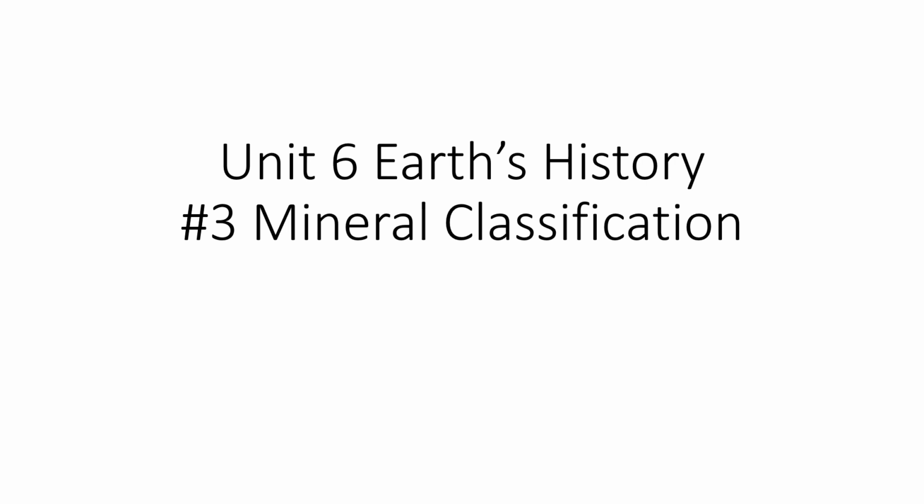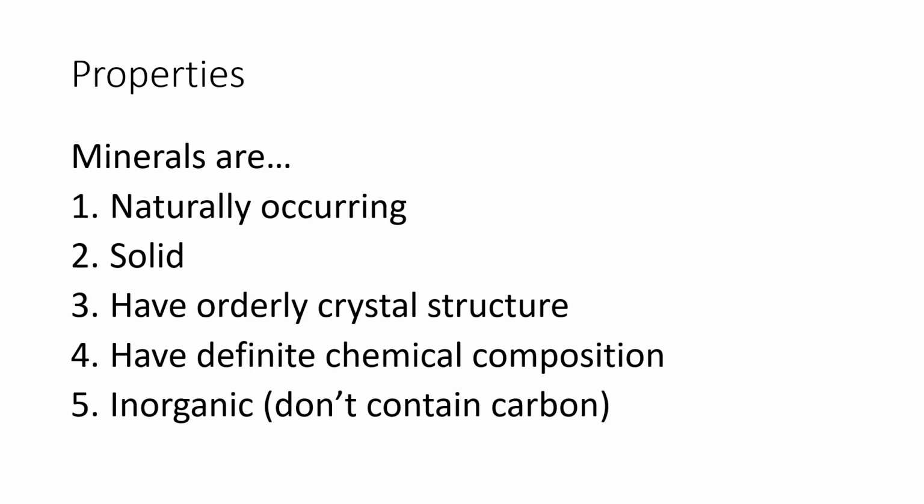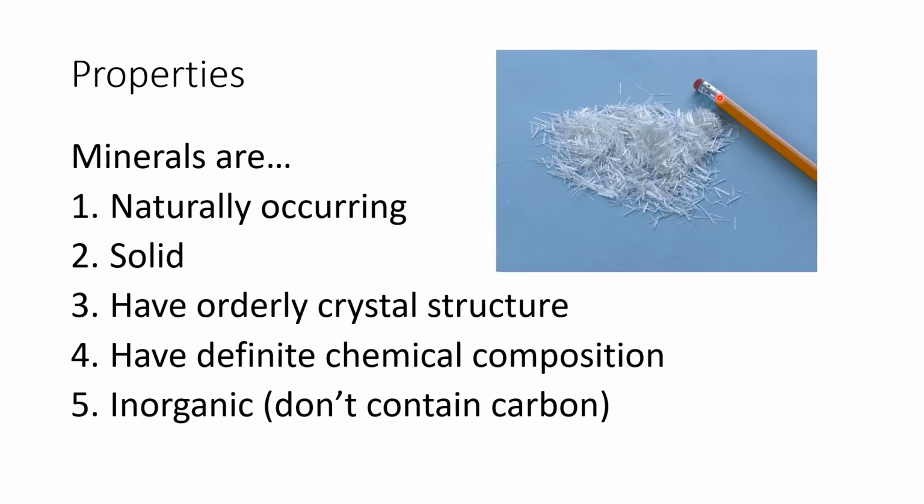Here is our third lesson in Unit 6 Earth's History, and this is mineral classification. So let's first discuss the properties that have to be present for something to be considered a mineral. First, minerals are naturally occurring. So an example like fiberglass is not a mineral because it's not naturally occurring, it's synthetic.